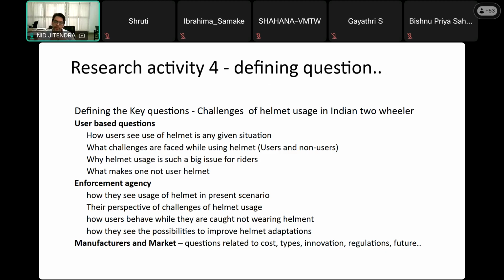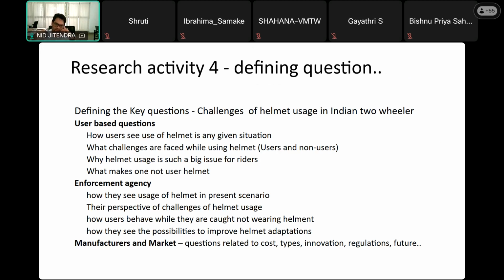What challenges are faced by using helmet? So people will say, okay, I find it very claustrophobic, or maybe I find it very heavy, or this is not fitting my head, or there are not right sizes for my purpose, or maybe it is too closed and there are sweating issues, smelly issues, or maybe air circulation issues, hair loss, and all could possibly be users' responses.